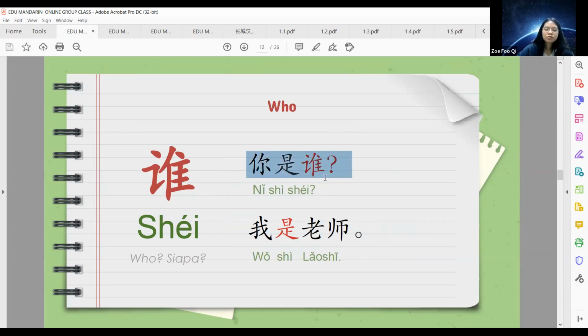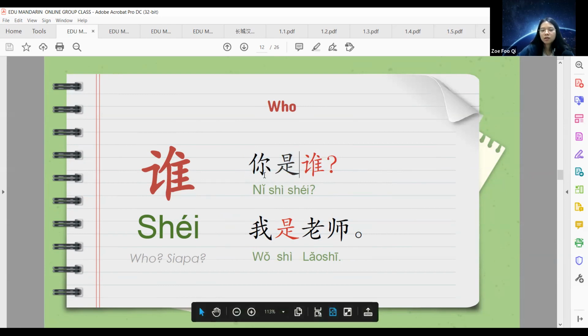So this one you need to know the structure, which is normally we put the subject first and then we only put 谁. So rather than saying who are you, in Chinese we ask you are who. Okay, and then 我是老师, this one is answering the question. Normally if the question asks 你是谁, we just change the 你 to 我 and then we answer the question. So 你 to 我 and then 是老师.